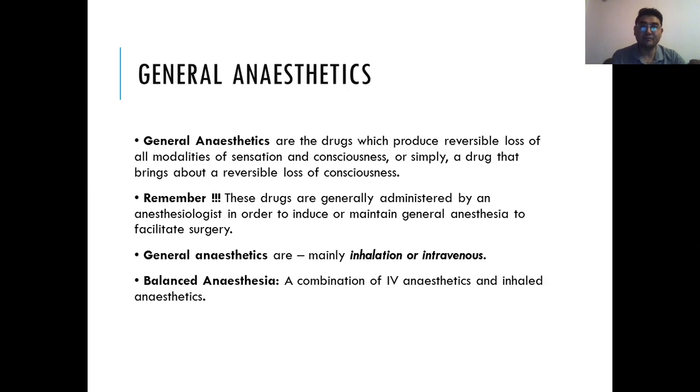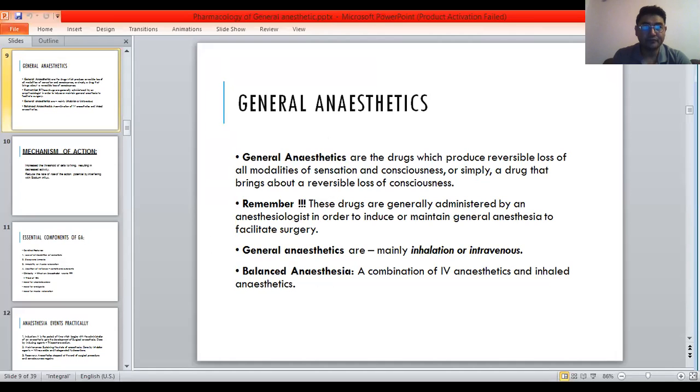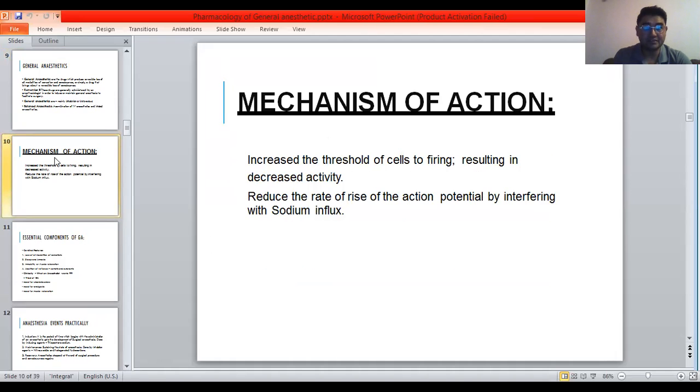In general, anesthetics are mainly divided in the classification of general anesthetics. There are two kinds of general anesthetics. The first one is inhalation anesthetics, and the second one is intravenous anesthetics. Balanced anesthesia, as we talked about before, is a combination of IV anesthetics and inhaled anesthetics. When you use intravenous anesthetics and inhaled anesthetics at the same time, it is called balanced anesthesia.